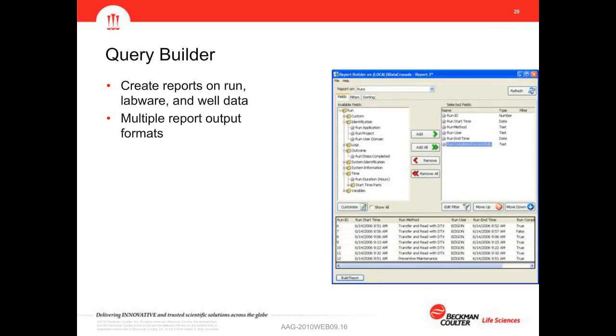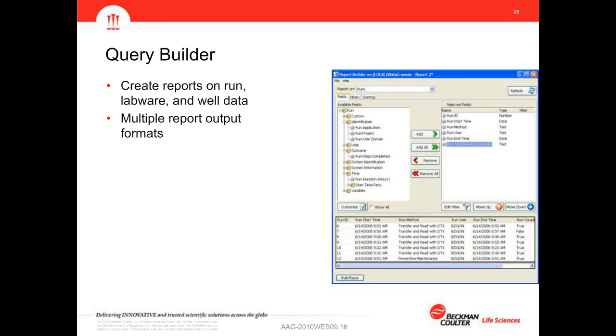In the case of DART, we have 2 different tools that can operate on that data. The first is a query builder, and this allows you to choose the columns that you want to see in a report. On the left-hand side are all the different values, the run characteristics, the labware properties, and the well values that have been captured as part of an automated run. And then on the right-hand side, you're just selecting which columns you want to see.